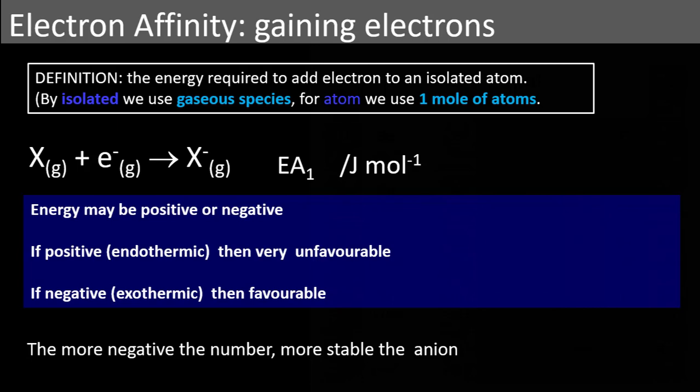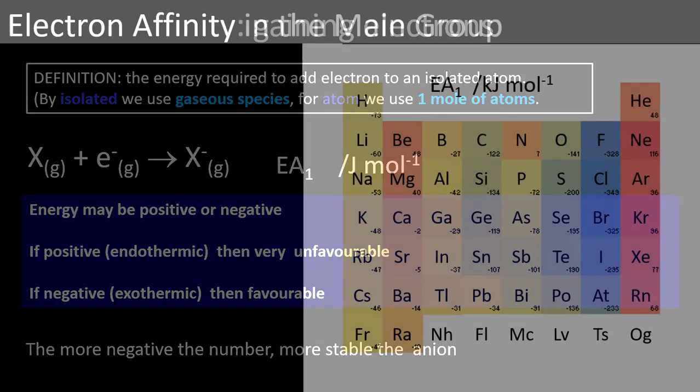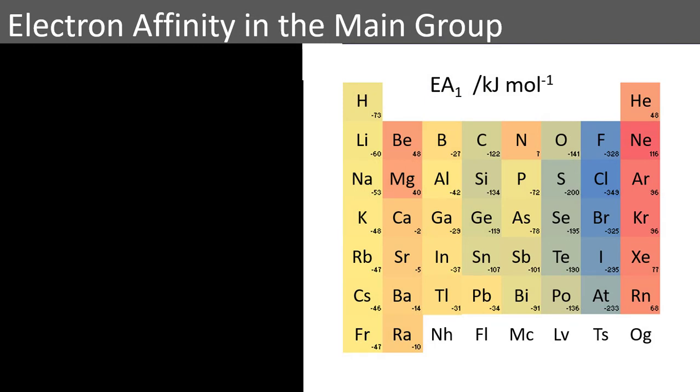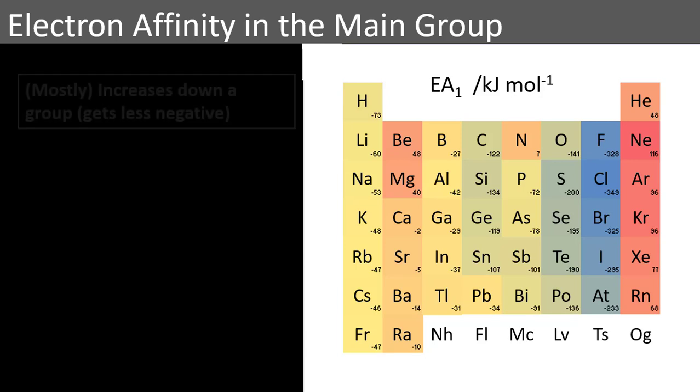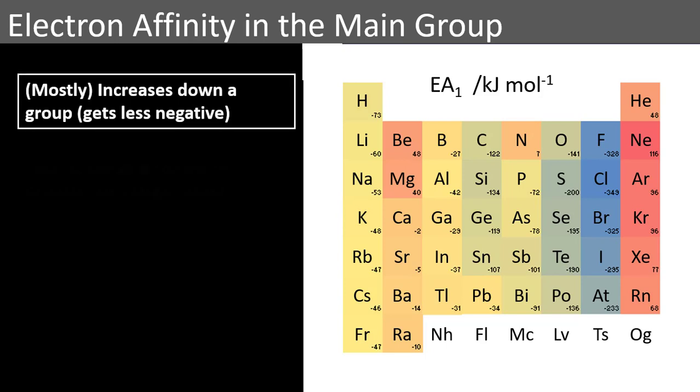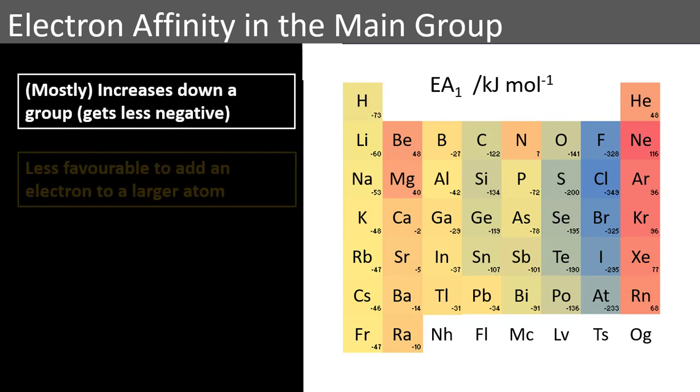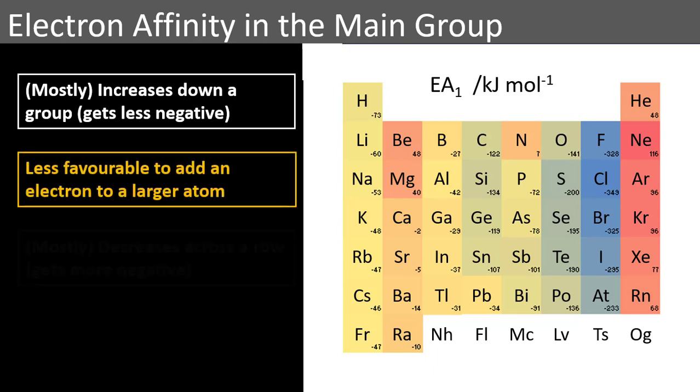Let's have a look at the energies of the first electron affinities mapped onto the main group elements. There's quite a lot of texture in these values, but we can see some immediate trends. Mostly, the values increase as we descend a group, and if it is negative, it becomes more negative. It seems to be that it is less favourable to add electrons to larger atoms. That kind of makes sense.